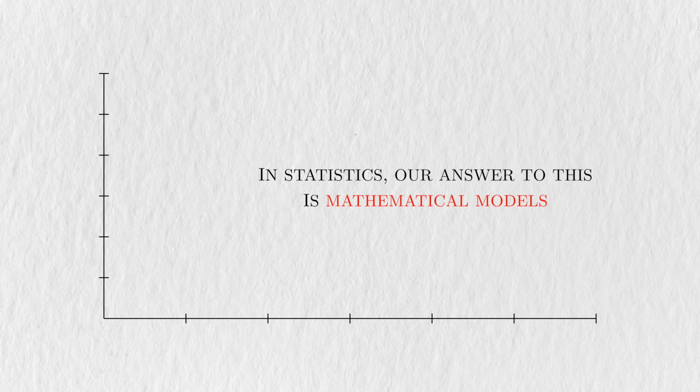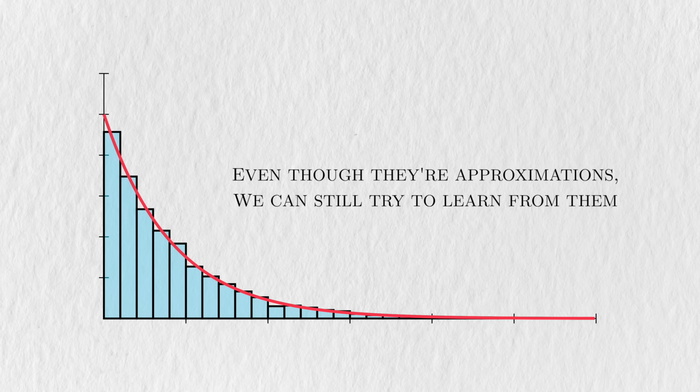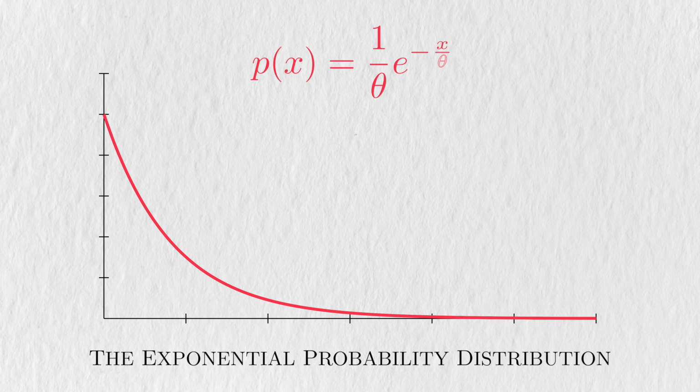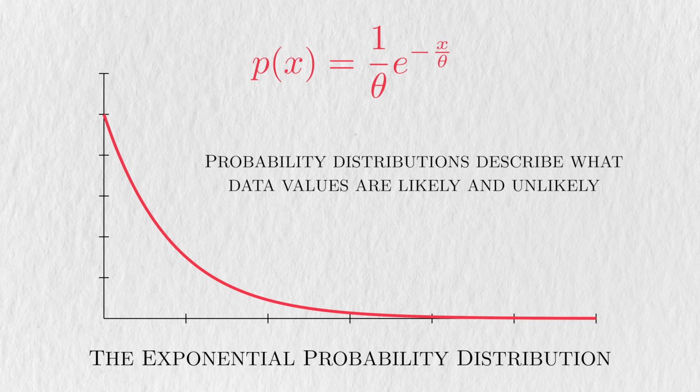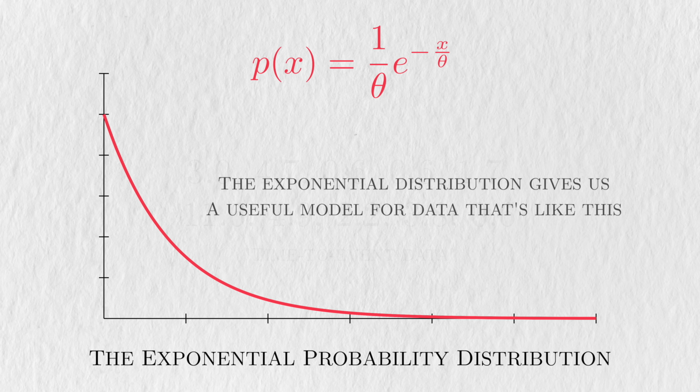In statistics, our answer to this is mathematical models. They're models in a sense that they're approximations of the real world. But even if they're just approximations, we can still benefit from being able to learn from them. One model we can use for this data is the exponential probability distribution. In general, probability distributions describe what data values we're likely and unlikely to see. When this function is larger, we're more likely to see the data value associated with it, and less likely when it's smaller. In our case, we have a particular type of data called time-to-event data, which is only positive and continuous. The exponential distribution gives us a useful model for data that's like this.